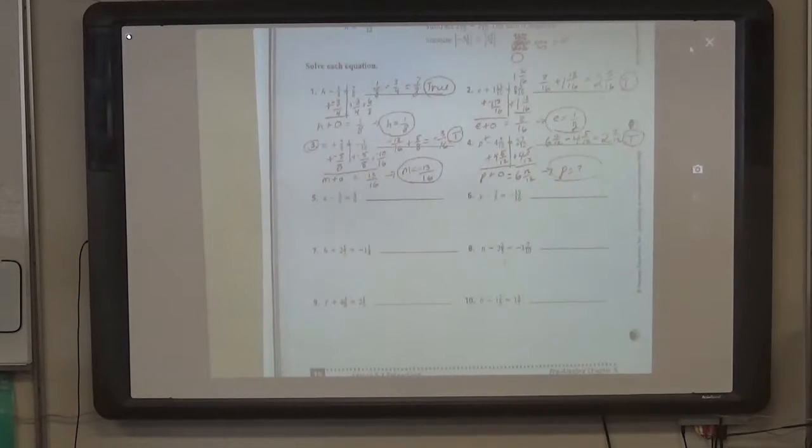It's 6, 12 over 12, because you have to have 6 wholes, but you have to have a fraction.